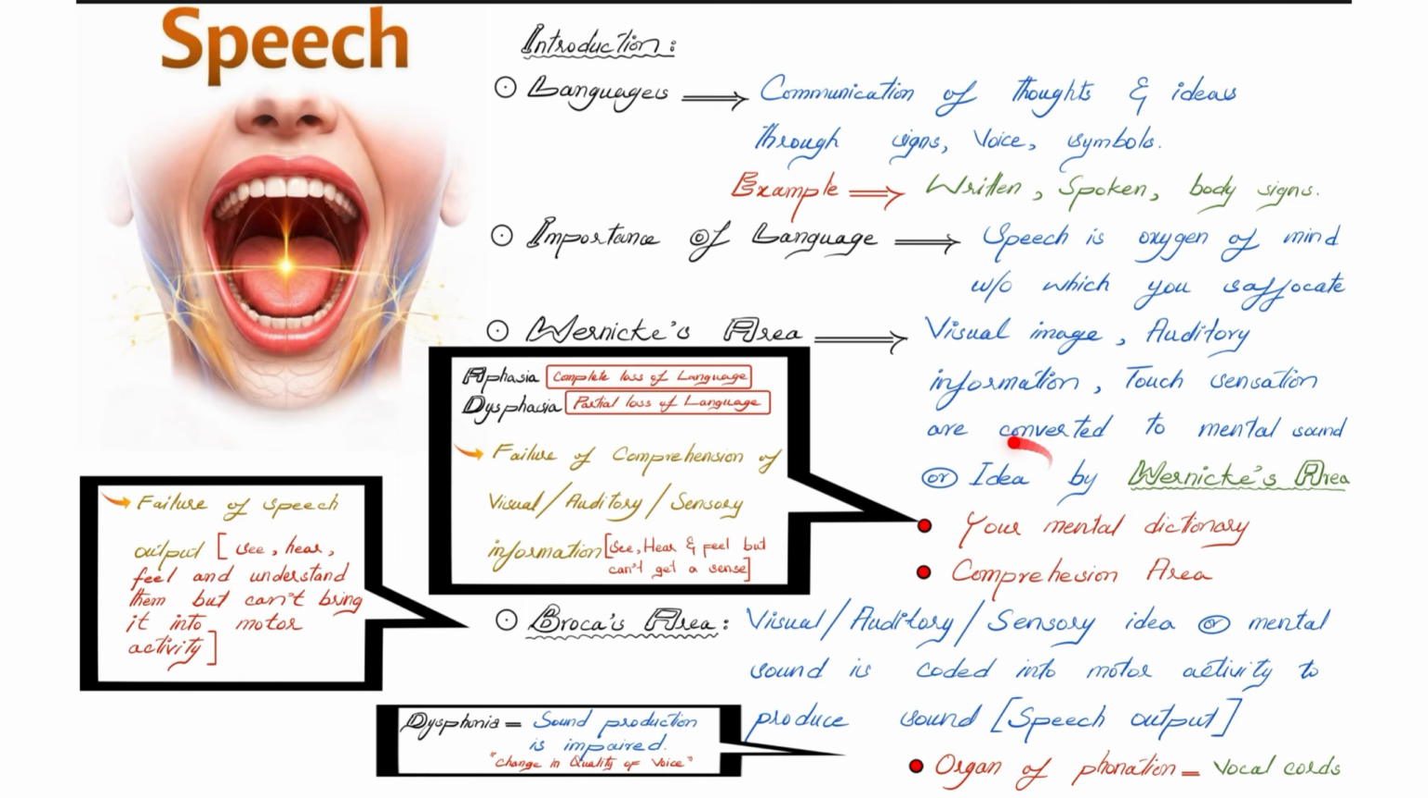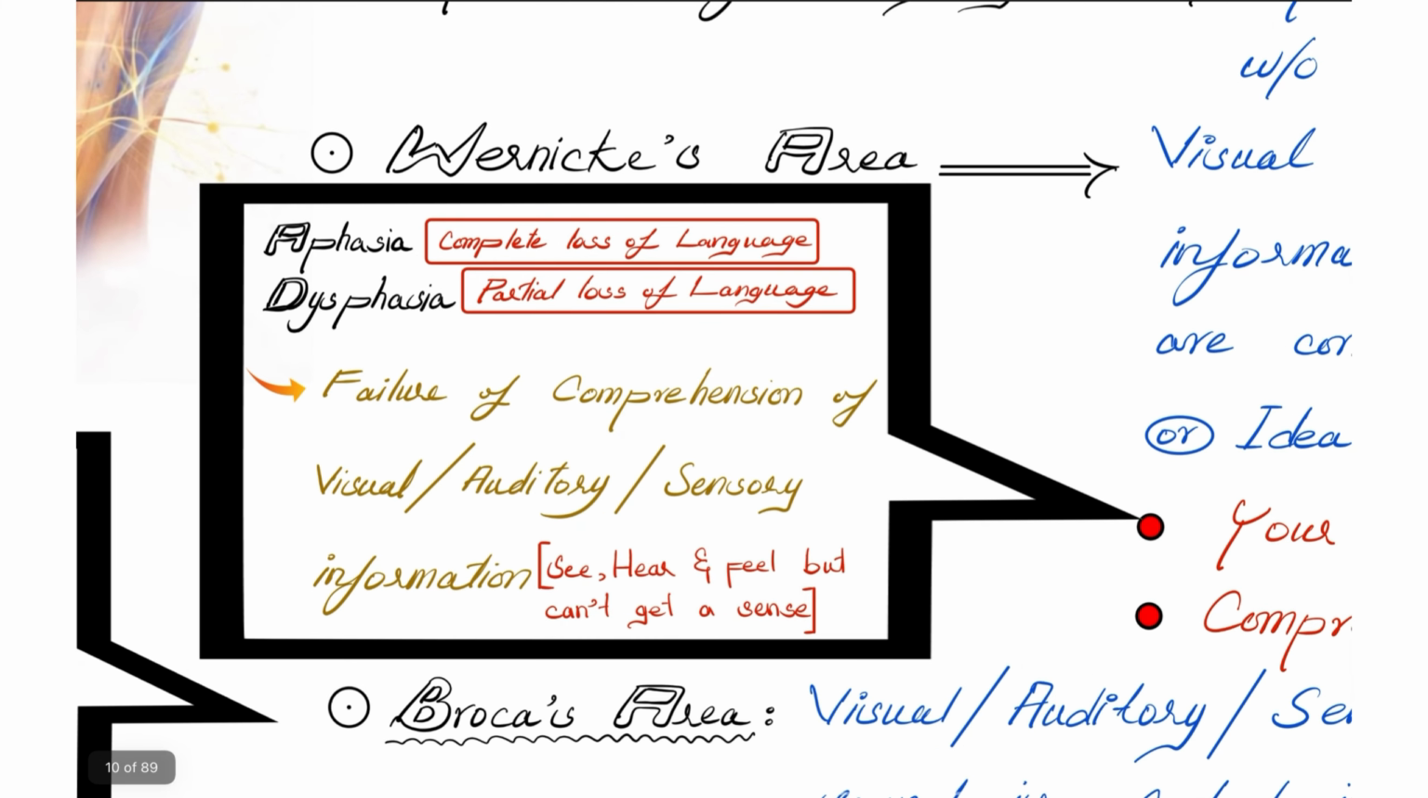So basically Wernicke's area is your mental dictionary, and it is a comprehension area where it tries to understand the visual, auditory, and sensory information which is being brought by the other sensory systems of the body to the Wernicke's area. Now if the Wernicke's area is damaged, then it leads to aphasia or dysphasia. Aphasia means complete loss of language, while dysphasia means partial loss of language. Now there will be failure of comprehension of visual, auditory, and sensory information. In other words, you see, you can hear, and you can feel, but you cannot get a sense out of them.